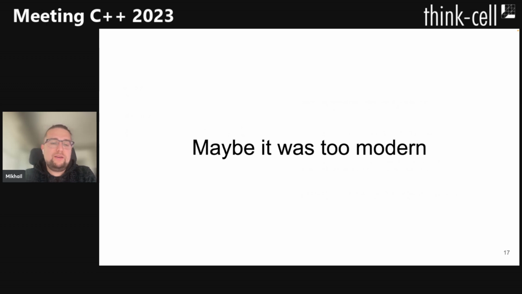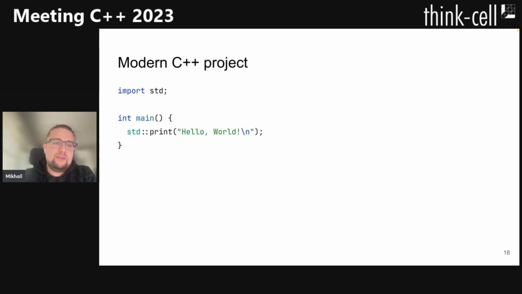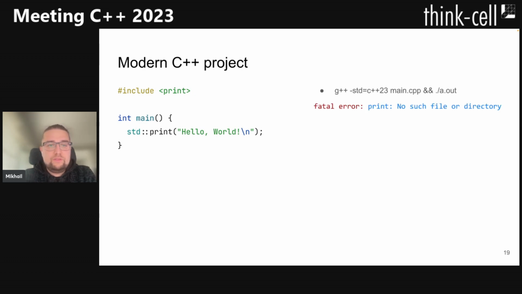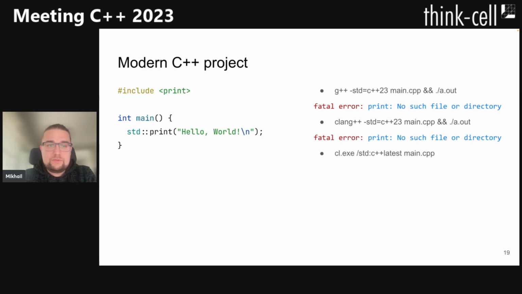So let's go back and reflect a bit. If we cannot use import std quite easily, let's go back to the print version and try to compile it again. So now we actually compile already with the C++23 standard. And the error again: print, no such file or directory. It turns out that print has also not been implemented by GCC. And it's the same for Clang, we will not be able to get print. But luckily MSVC now works. They already implemented print, so we can use it and get hello world.